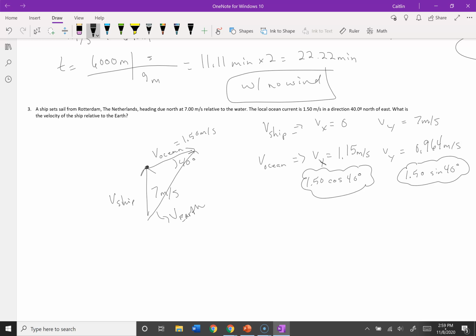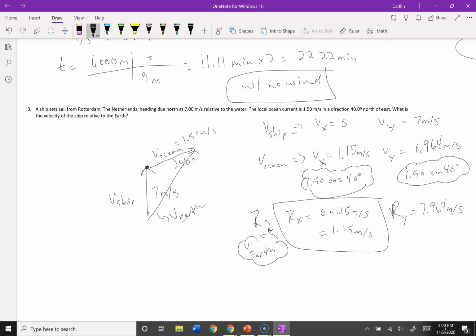Yep. Okay, and then I'm going to do the total, which is going to be V Earth, if you will. So Vx, I'm going to do the R's. Rx will equal 0 plus 1.15. Ry will be 0.96 plus 7, so 7.964 meters per second. These numbers do make sense, mostly because nothing is negative, etc., etc.